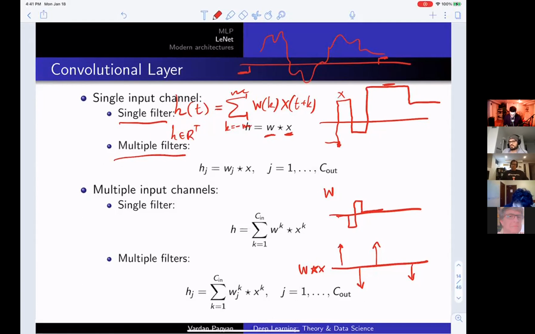Okay, so what is convolution with multiple filters? Convolution with multiple filters, as it sounds, is just you take X and you convolve it with different WJs. So you have W1, W2, and so on. And as a result, you have different H's.